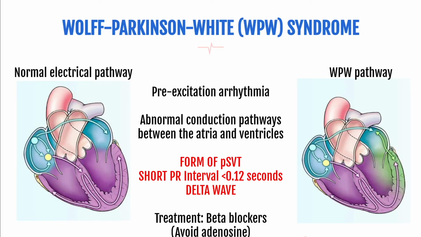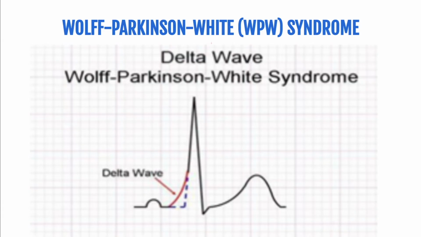And with Wolff-Parkinson-White, you will see a short PR interval with this PSVT, and there is going to be a delta wave. This picture shows a delta wave. It looks like a little curve after the P wave and into that R wave. You don't need to know what it looks like, but I do want you to remember that there is a delta wave present with Wolff-Parkinson-White.